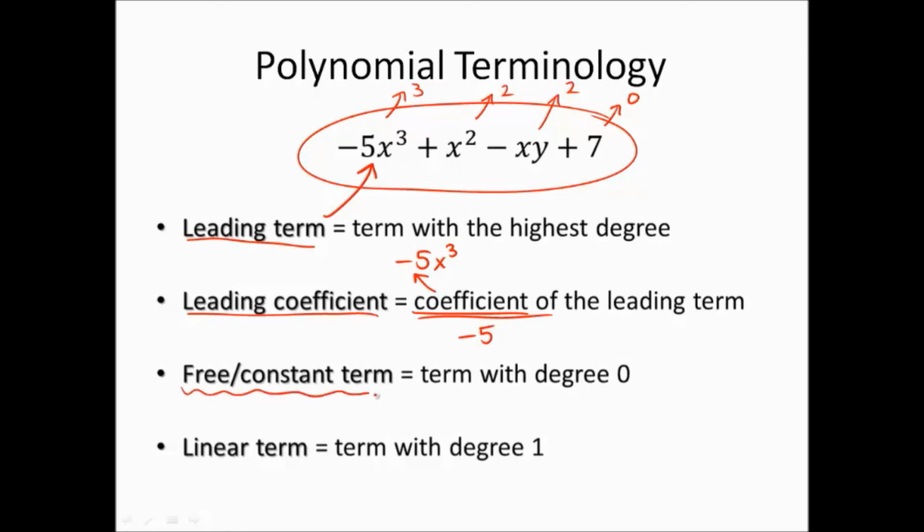The free or constant term is the term with degree 0. So it's the one with no letters. So that is the free constant term. And in this case it's 7. And the linear term is the term with degree 1. So in this case we have no linear term. There is no term with degree 1. Technically, you could have said that there was a plus 0x in there, and that term would have had a degree of 1. Therefore, you could say the linear term is 0x.